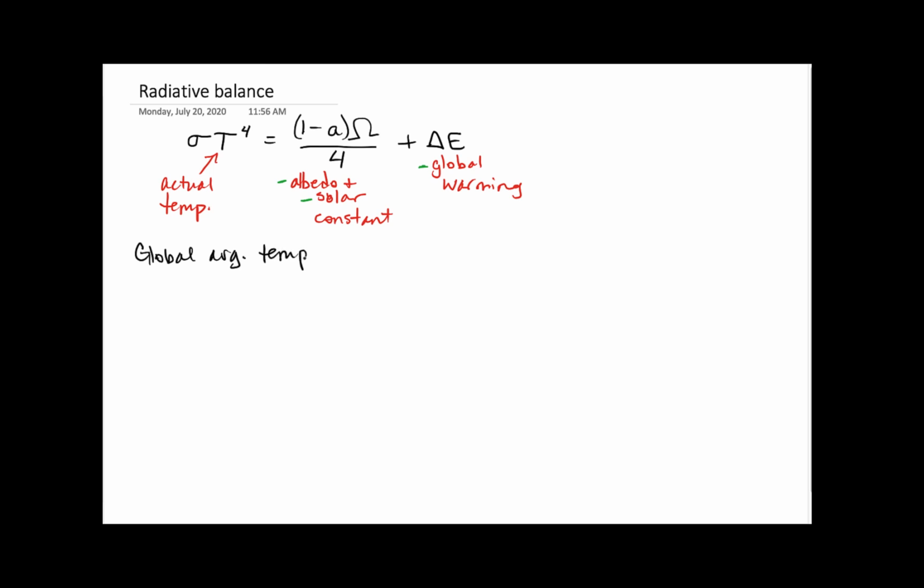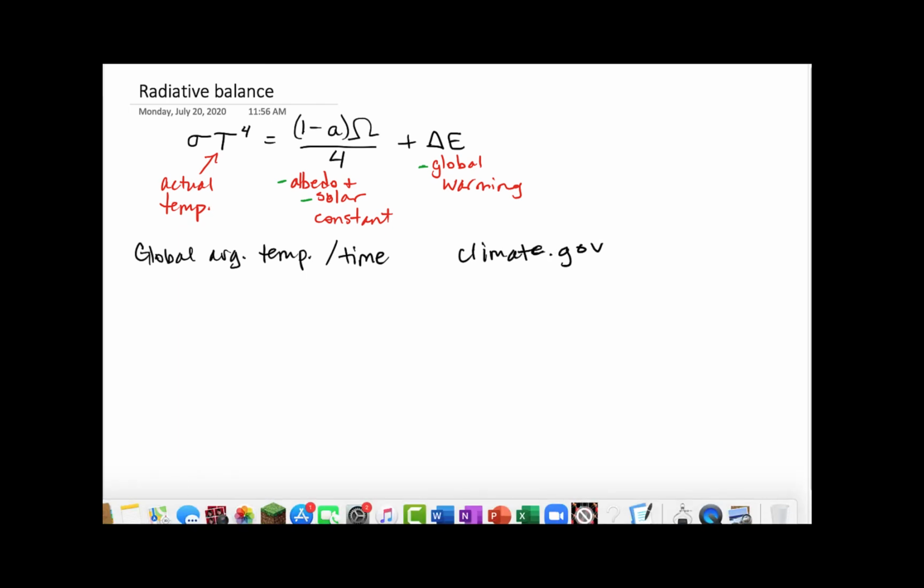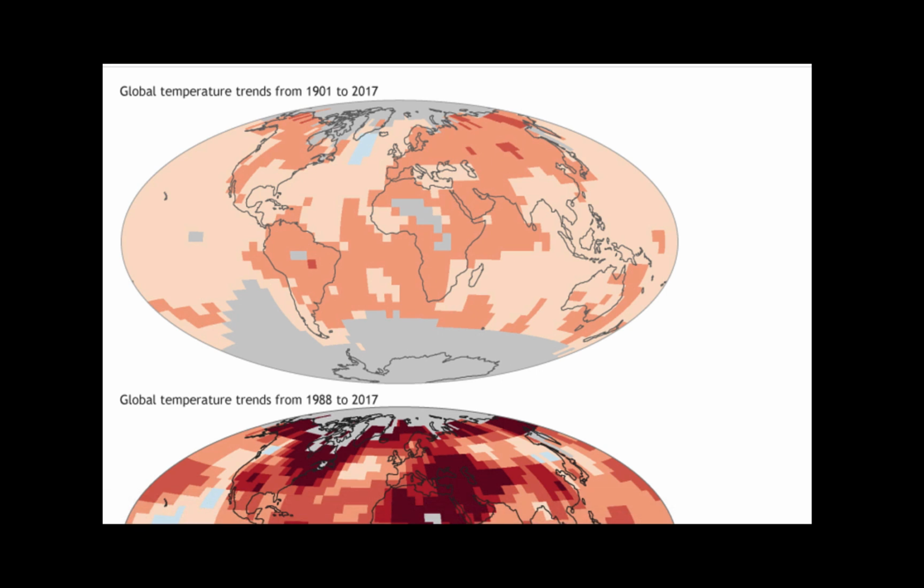So we're going to go over to the climate.gov website, which has a lot of really useful information regarding climate change. Let's just go ahead and switch right over there. All right, so this one is looking at the global average temperature over time. And the graph at the top is looking at the overall trend in both warming and cooling from the time period of 1901 to 2017.